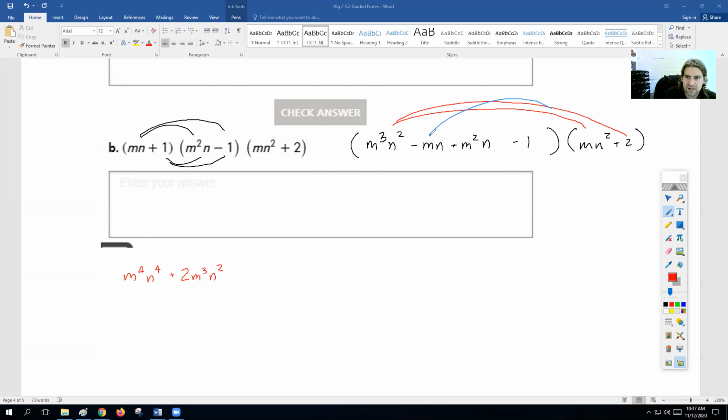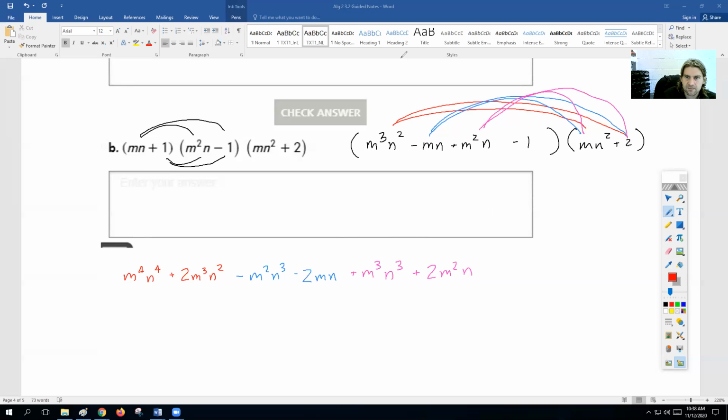Then we're going to distribute the -mn to both of those. So we'd get a -m squared n cubed and a -2mn. All right, 2 more to go. Now we're going to distribute the m squared n to both of those. So we would get a m cubed n cubed. Interesting. And then a 2m squared n.